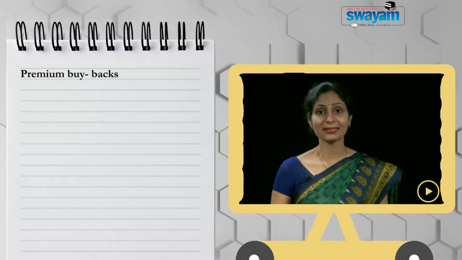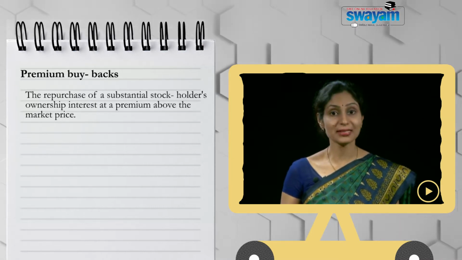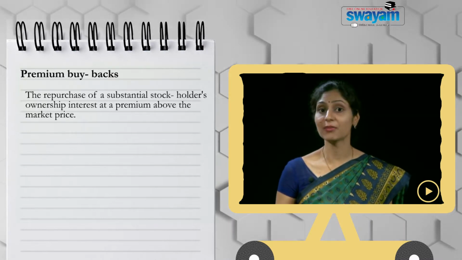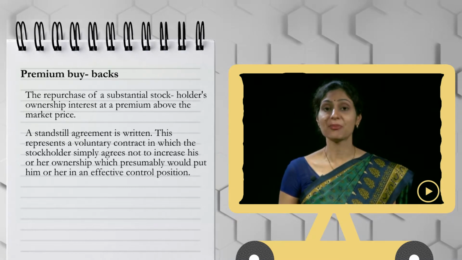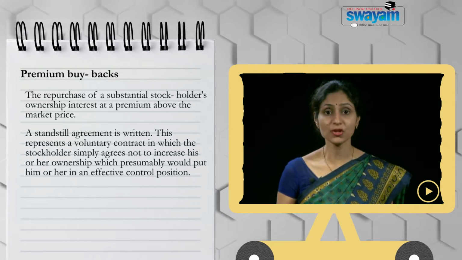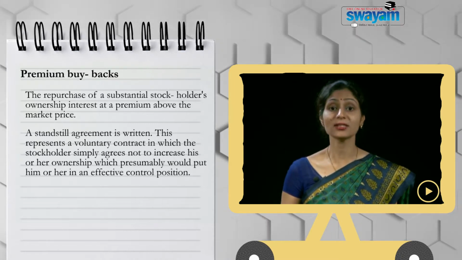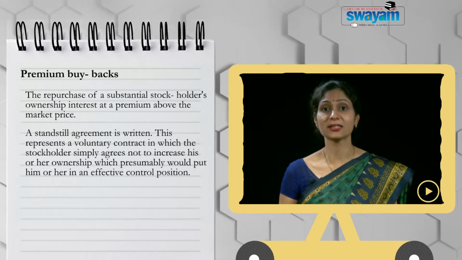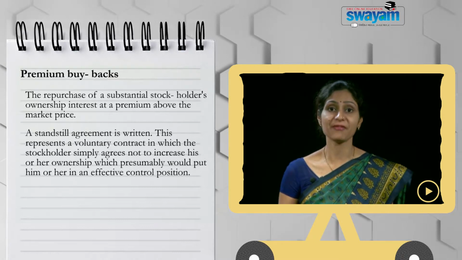Similarly, premium buybacks are another form of corporate restructuring exercise, wherein the repurchase of a substantial stockholder's ownership interest at a premium above the market price is done. A standstill agreement is written, and it represents a voluntary contract in which the stockholder simply agrees not to increase his or her ownership beyond the ownership in the hands of the management, which presumably would put him or her in an effective control position.